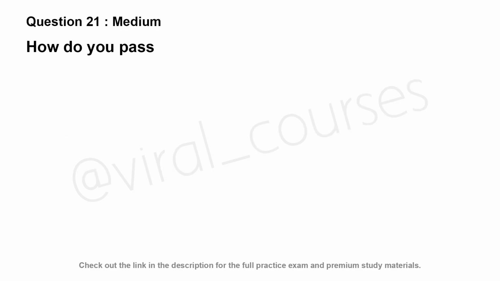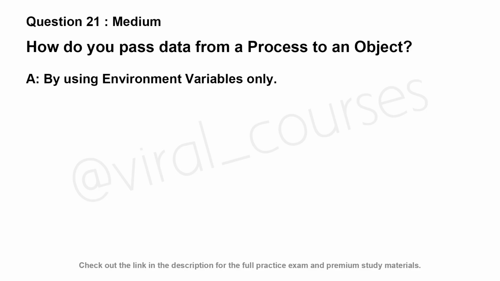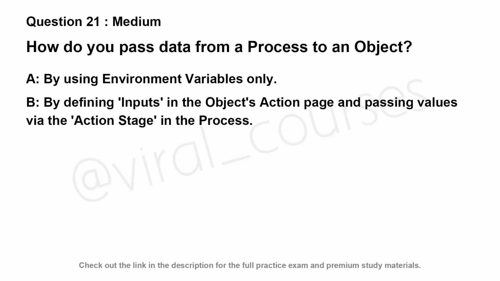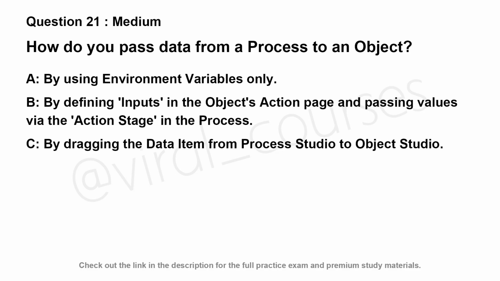How do you pass data from a process to an object? Option A. By using environment variables only. Option B. By defining inputs in the object's action page and passing values via the action stage in the process. Option C. By dragging the data item from Process Studio to Object Studio. Option D. Data cannot be passed to objects.